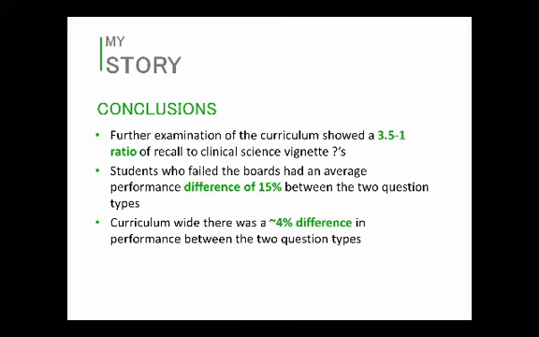So there was a huge disparity, but we weren't seeing it in their final results simply due to the ratio of questions and how they were represented on the exam. There was an average difference when we look at the students who specifically failed the boards. There was an average difference of 15% between the two different question types. Curriculum-wide, we looked, and there was a 4% difference. And again, I think that comes into play with that top half of the students. Actually, some of them performed better on the clinical science vignettes than recall. And so you started to see that margin shrink when you included the entire class, but still curriculum-wide, there's approximately a 4% difference in performance between the two different question types.